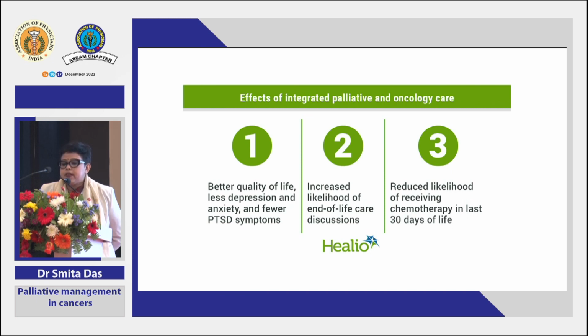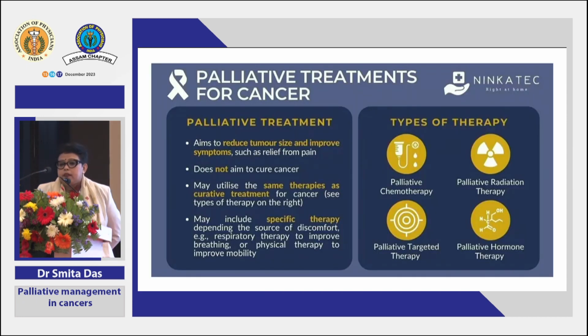Whenever there is an integrated approach, there is less likelihood of receiving chemotherapy in the last 30 days of life, better quality of life, and freedom from anxiety and stress disorders. The palliative treatment is based on palliative chemotherapy as such. Then there is palliative radiation therapy, palliative targeted therapy, palliative hormone therapy, and even palliative surgical therapy. So the aim is always to reduce the tumor size and improve the symptoms, but it does not aim to cure the cancer as such.